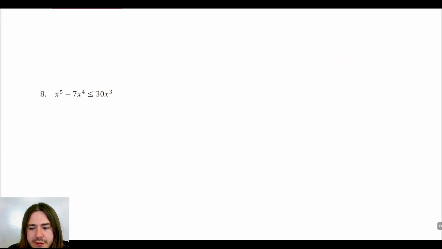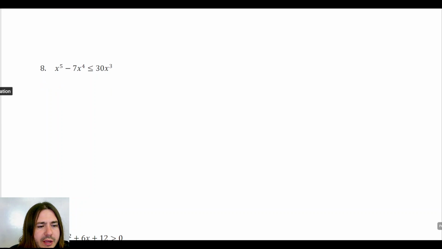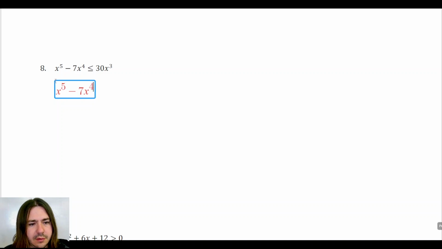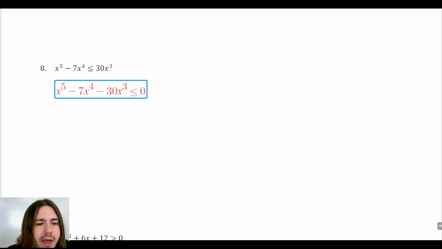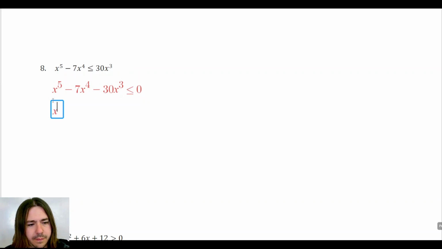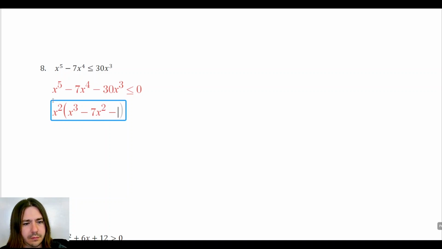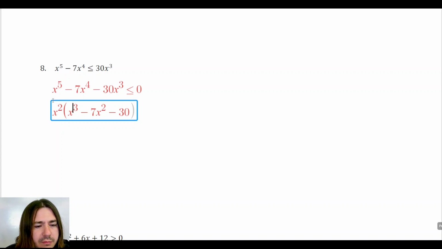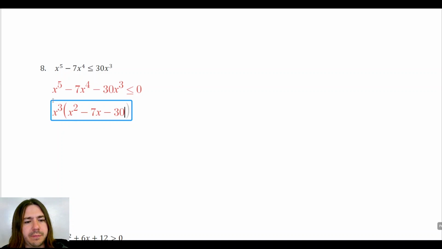All right, number 8. We need to make sure that we've got a 0 on the right-hand side, so I'm going to start by subtracting 30x cubed from both sides. It looks like we've got a nice GCF here, so we'll start with factoring out an x squared. Actually, no. We want to factor out an x cubed. Yeah, that looks a little better.